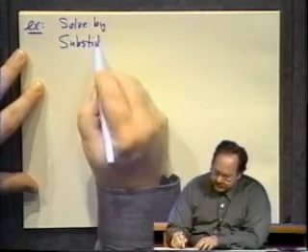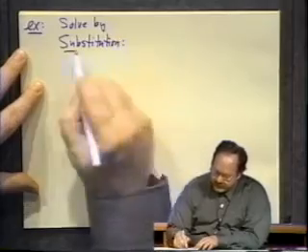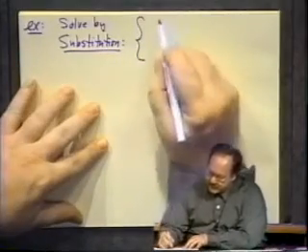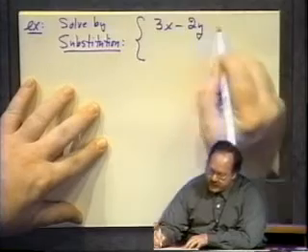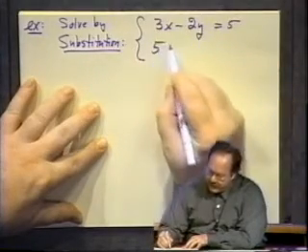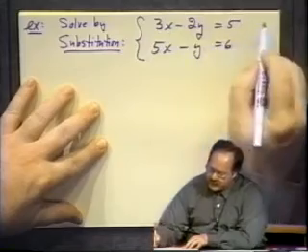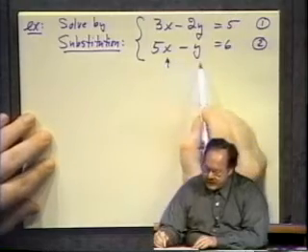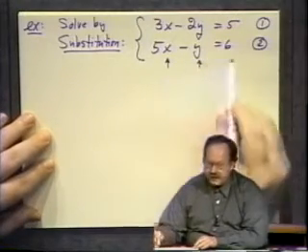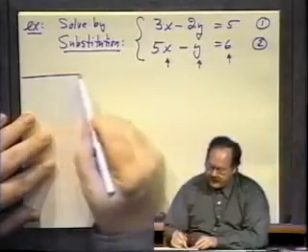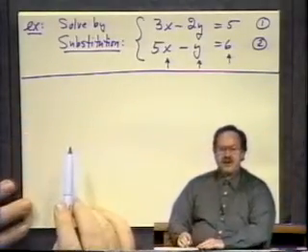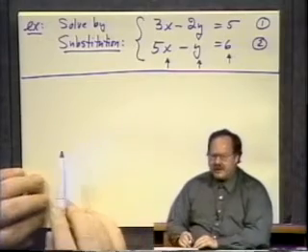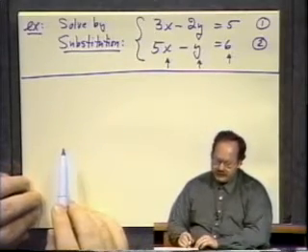Here's an example. This is a new one. Solve by substitution. The system is this: 3x minus 2y equals 5, and 5x minus y equals 6. I'll label this equation 1 and this equation 2. And again, notice, just for the record, that I've got my x's vertically aligned, my y's vertically aligned, and my constants vertically aligned. Now, when you start out, it will be very useful to have that. Not so much for substitution, but for the next method, it's crucial.